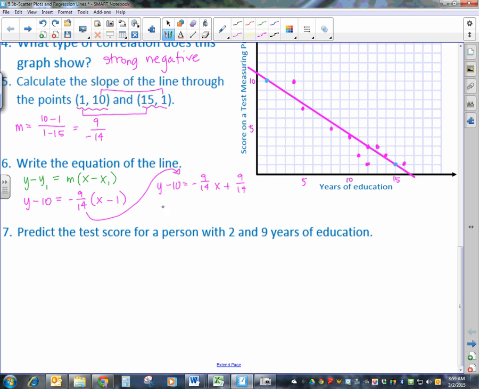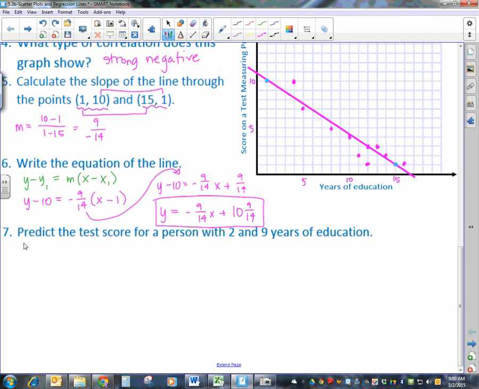And if I add 10 to both sides, then my equation, we always write this equation of our trend line or line of best fit, it's always in slope-intercept form. So you start off with point slope, but you've got to end up solving for y. So y equals negative 9/14 x plus, I'm just going to write it as 10 and 9/14 because 10 plus that equals that. So there is my equation for the line, my regression line or line of best fit or trend line that I've drawn.